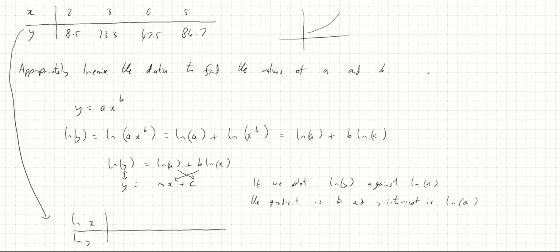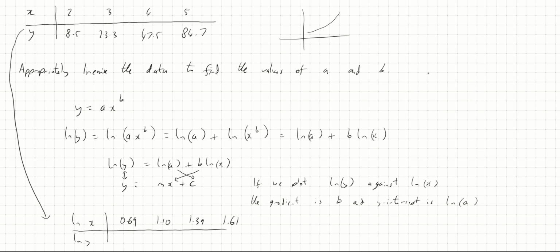So when x is 2, log x is 0.69. When x is 3, log x is 1.10. When x is 4, log x is 1.39. When x is 5, log x is 1.61. So all I've done is taken these values of x at the top and worked out the log of each of those values. We're going to do the same for the y's.